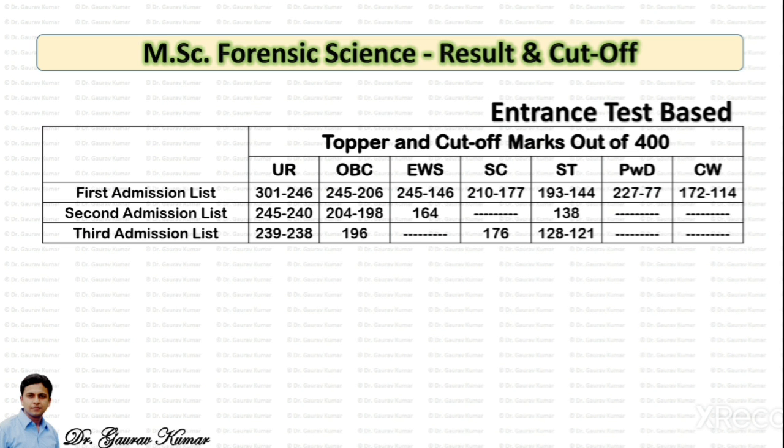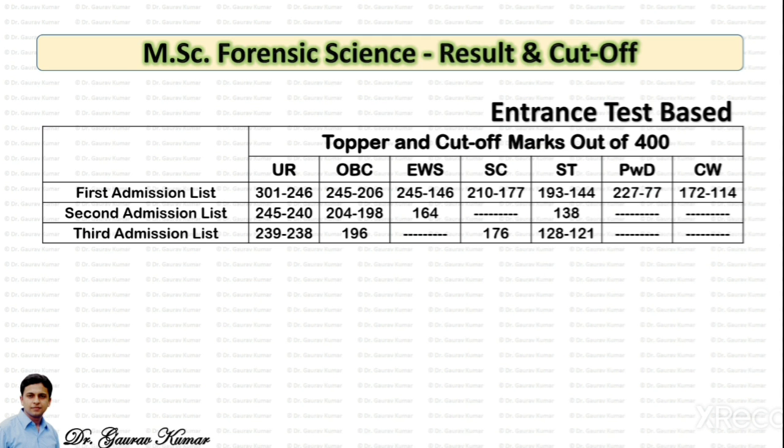It is a course of choice because there are no more than 3 admission lists. So all the seats were filled till the 3rd admission list. And if you see the range of marks for the selection of unreserved candidates from the 1st to 3rd admission list, it was 301 to 238.